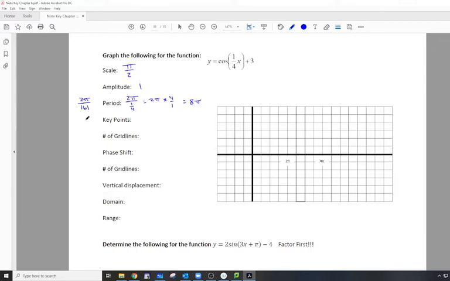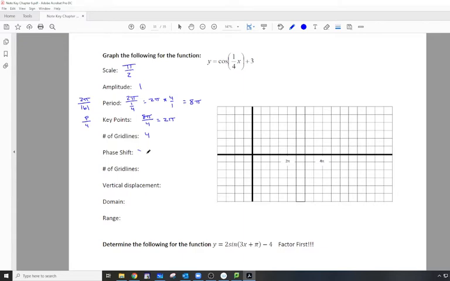Now key points is your new period divided by 4. So 8 pi divided by 4 is 2 pi. So I know to get to 8 pi in a regular cyclical manner, every key point is going to happen at 2 pi. How many grid lines is 2 pi? Well, looking on here, it's clearly labeled. So 4 grid lines is 2 pi.